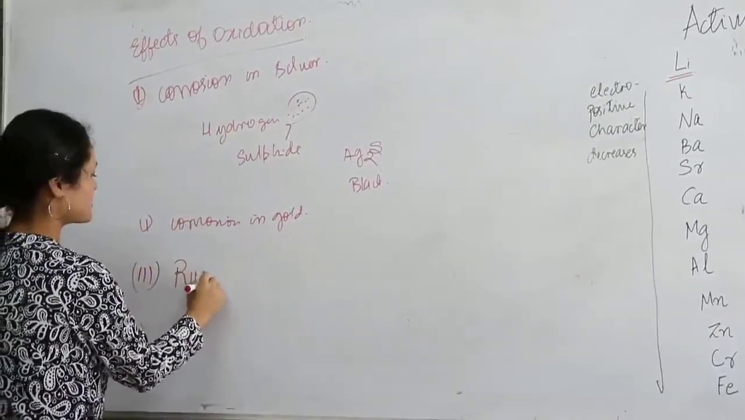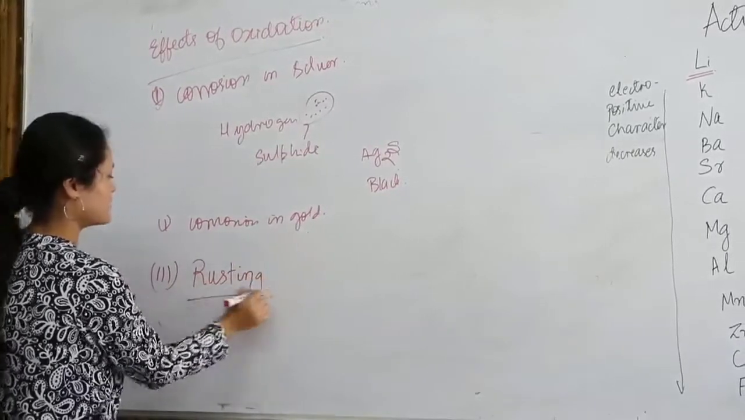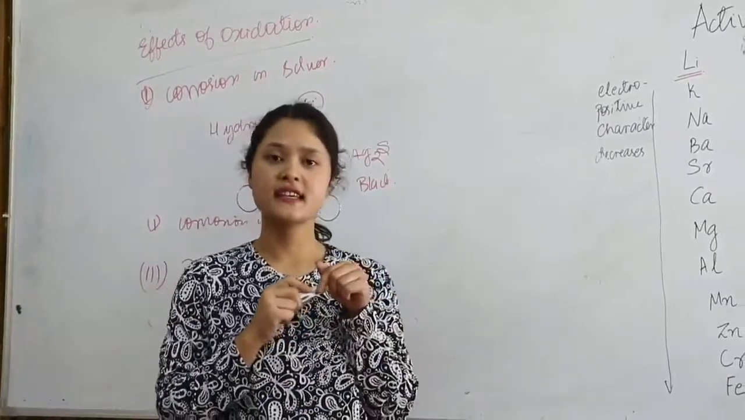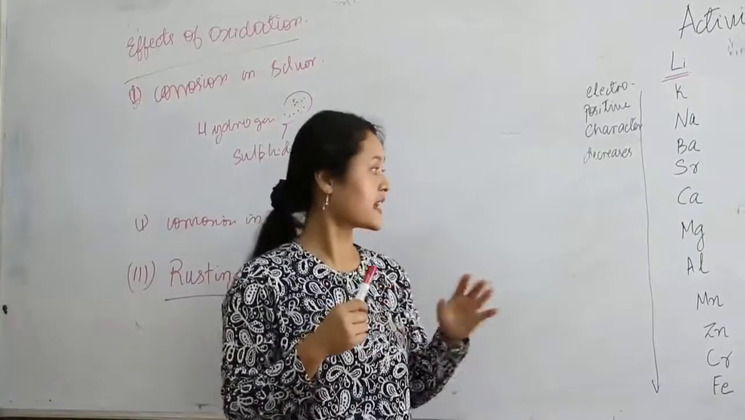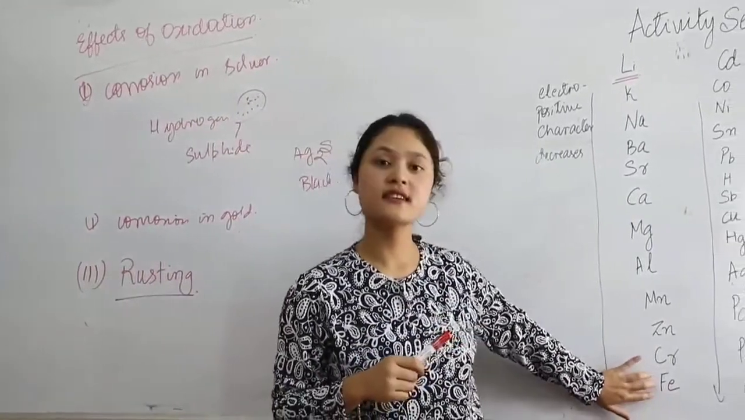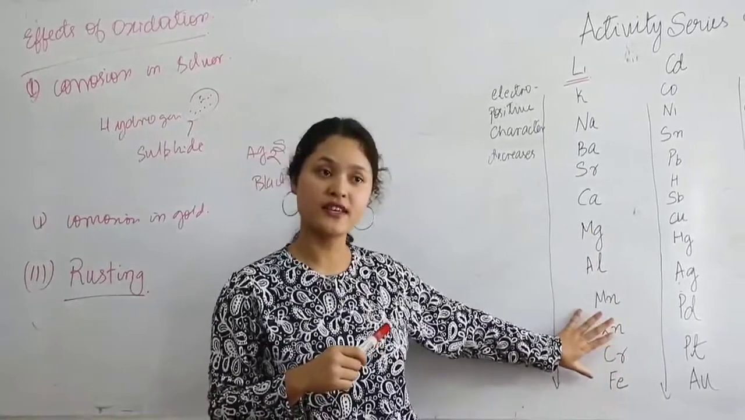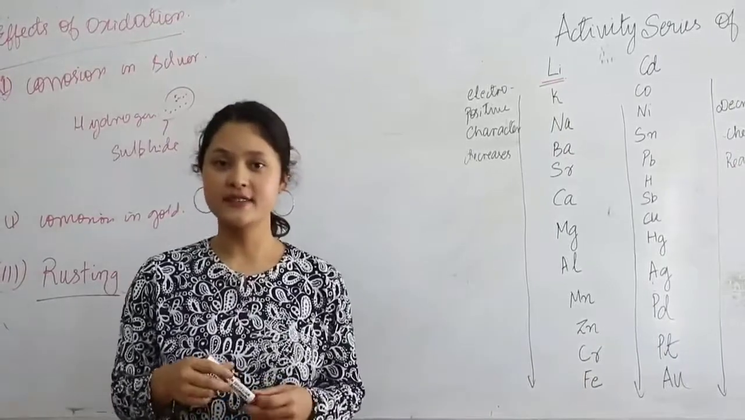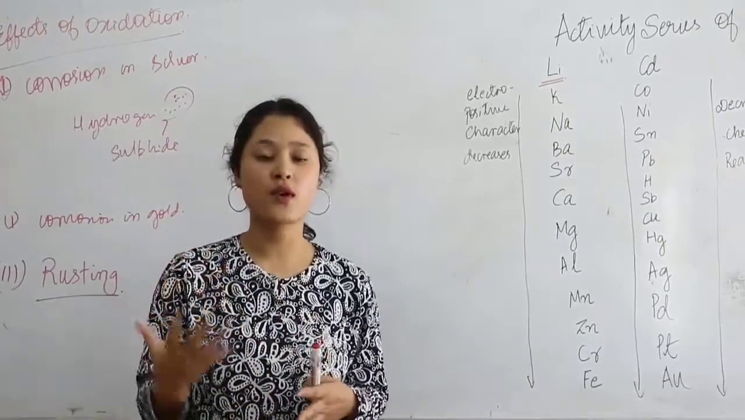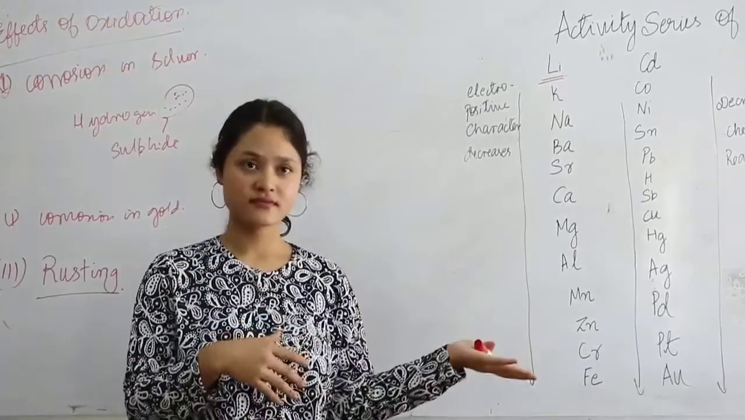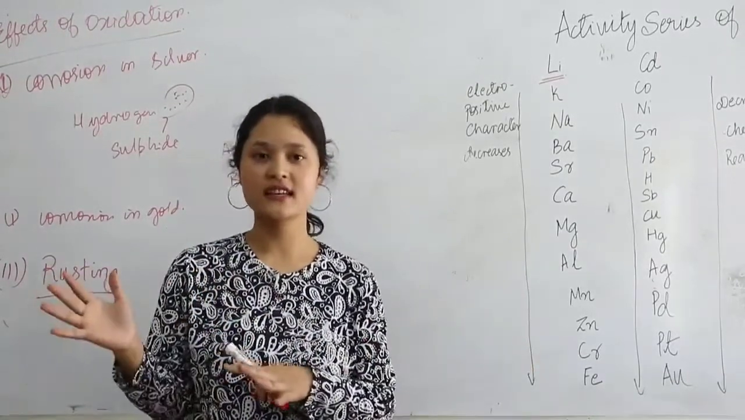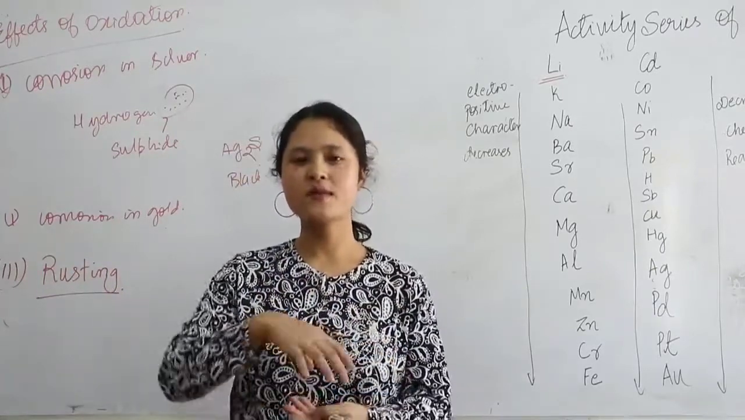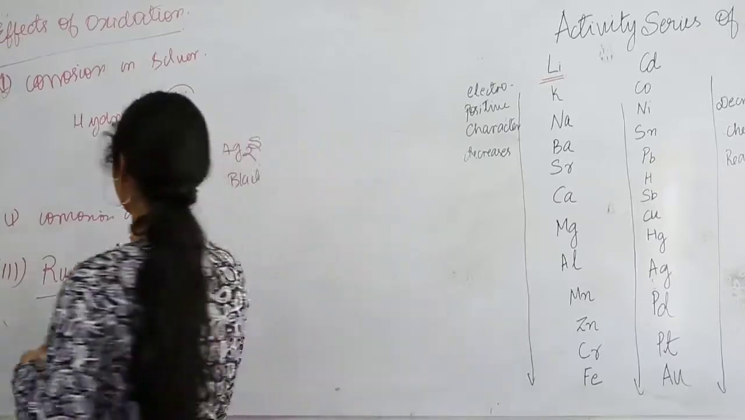Lastly, we'll do rusting. Usually, rusting occurs in iron. We know that iron, if you see in this activity series, is placed quite above in the activity series, so it is more reactive. So this iron, when it gets in contact with moist air, or if you leave an iron rod outside in the rain, you will see after a few days some brown color substance forms on that surface. We call that rust.